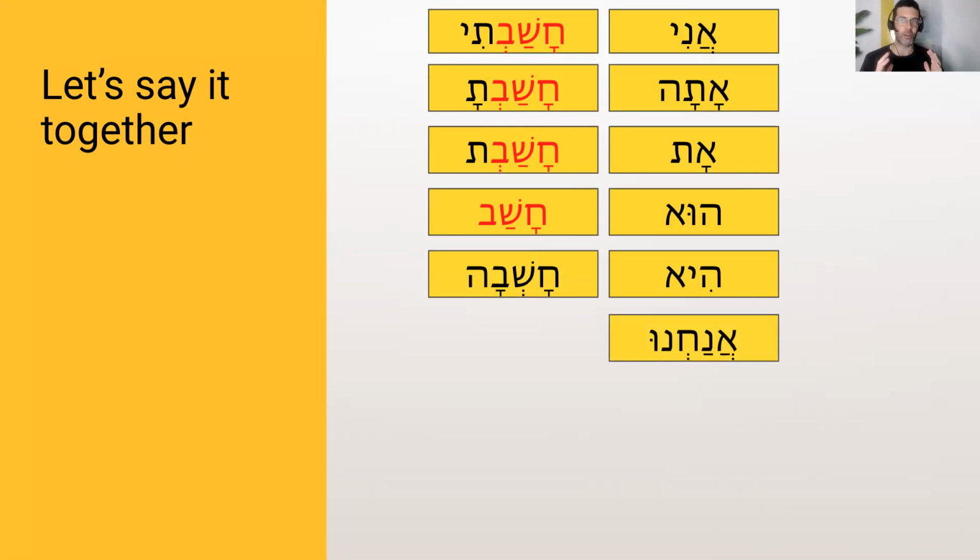The same basic form, chashav plus the ending nu. So, hu chashav, ve'anachnu, we chashavnu. Let's say it again in Hebrew, anachnu chashavnu.